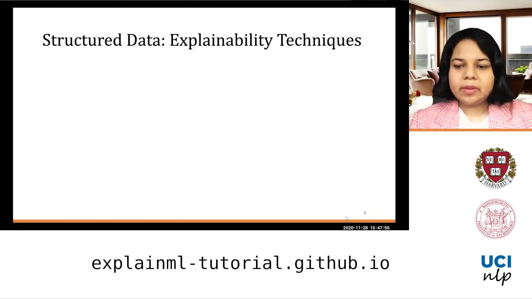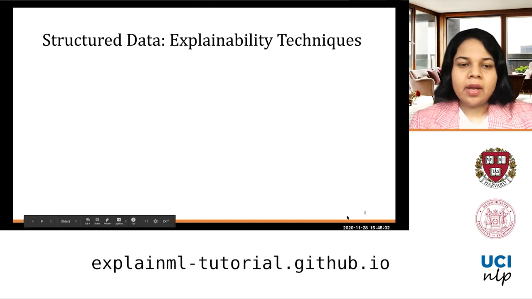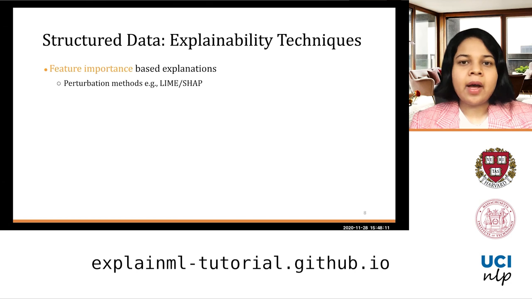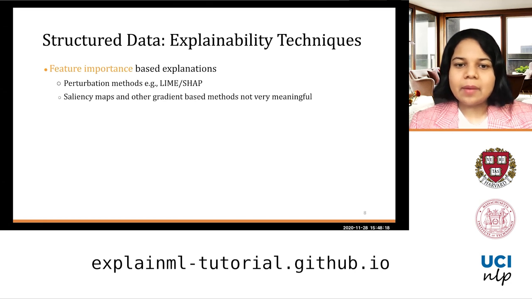Now let's talk a little bit about what kinds of explainability techniques are most useful in the context of structured data. So feature importance-based explanations, for example, specifically those generated by perturbation-based methods like LIME and SHAP, are fairly commonly used alongside structured data. One thing to note here is that saliency maps and other gradient-based methods are not very meaningful in the context of structured data and are therefore less commonly used.